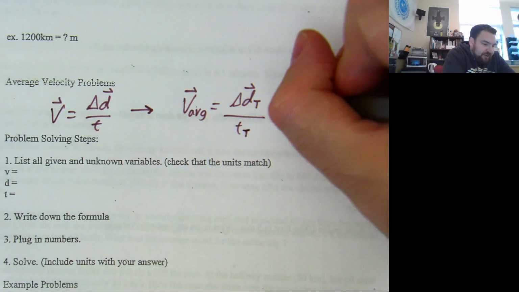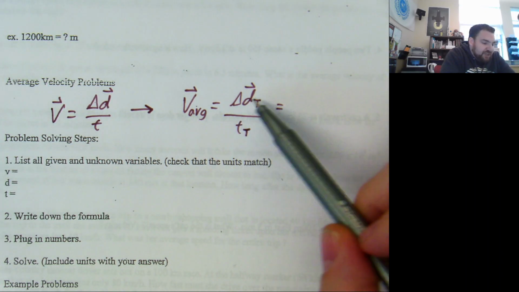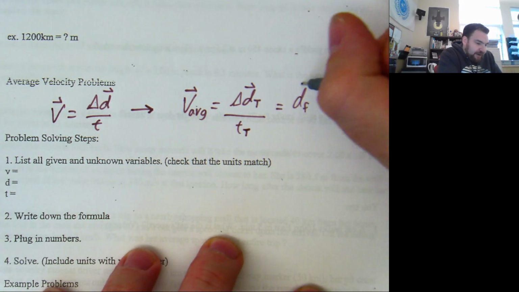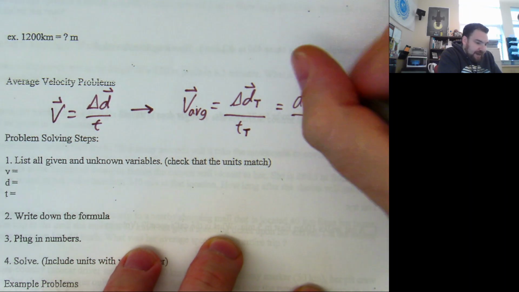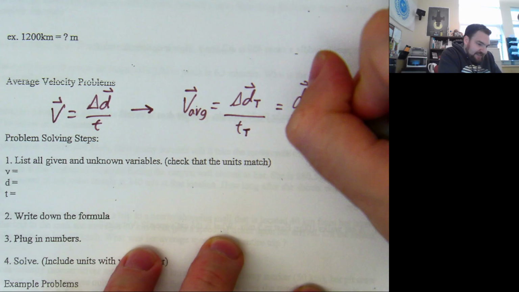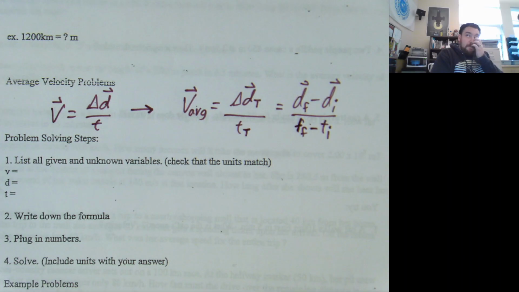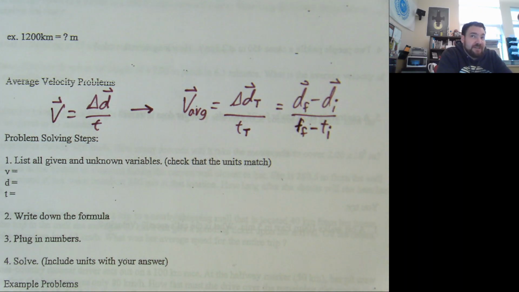And to use what we said earlier about displacement being a change in position, we're also going to write this as our final position minus our initial position divided by T final minus T initial. So we've got, again, now 2 different ways to approach this depending on the information in each question.